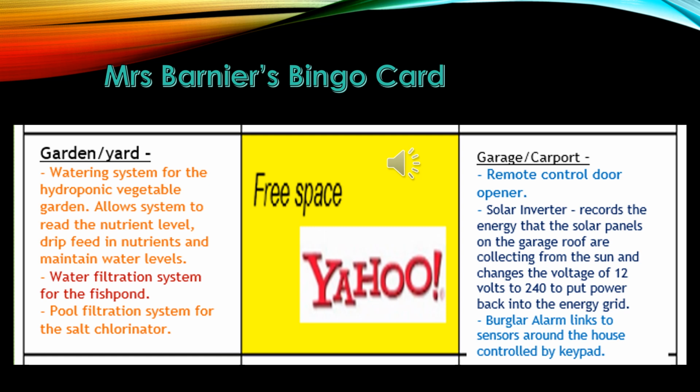We also have solar panels on our roof. So in our garage, the solar panels are in our system linked to our solar inverter. The solar inverter, therefore, takes the amount of solar energy that we acquire from the sun that's in a voltage of 12 volts, and it converts it to 240 volts to put back to the energy grid.